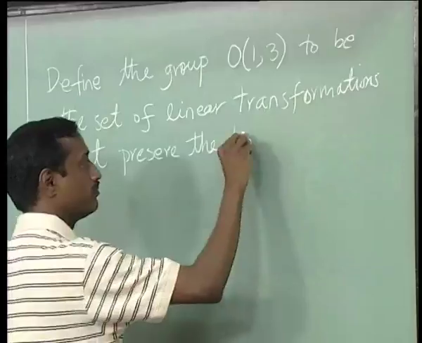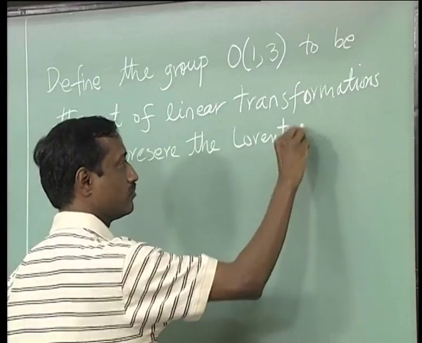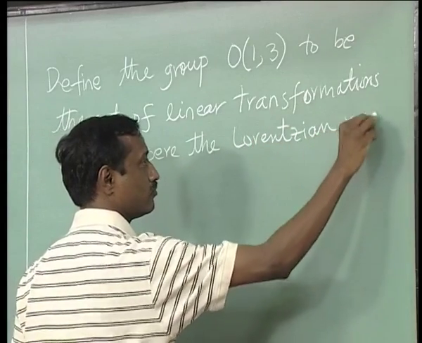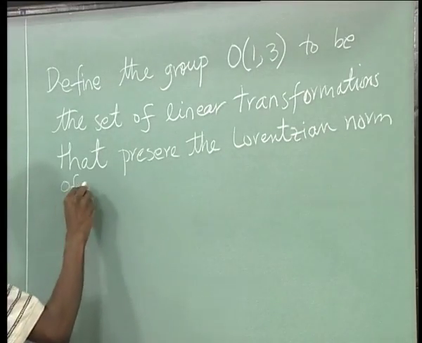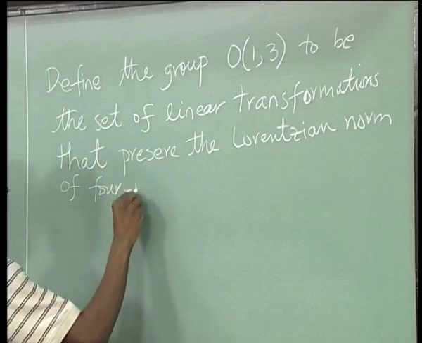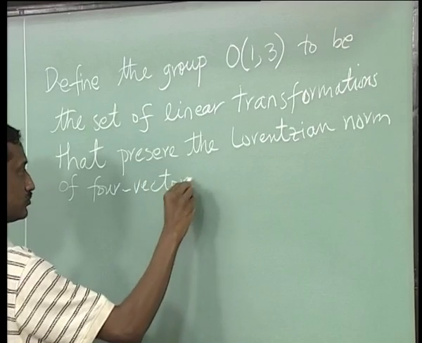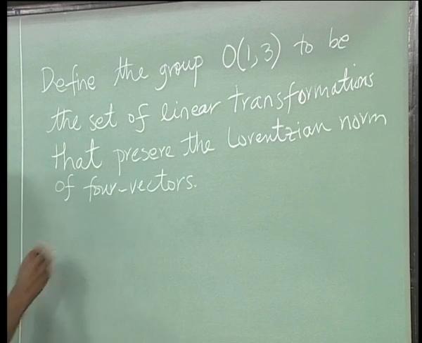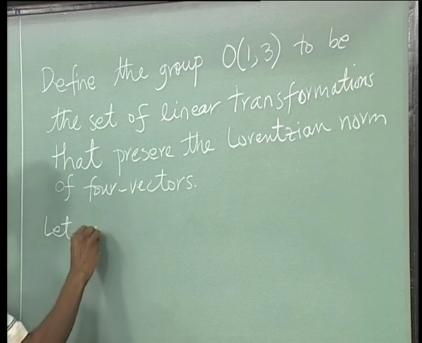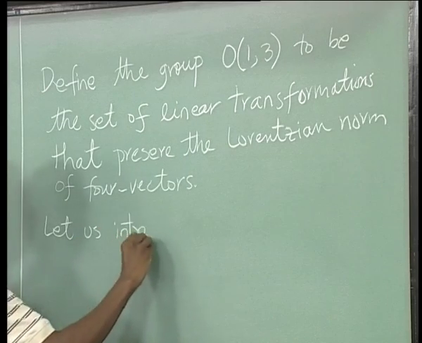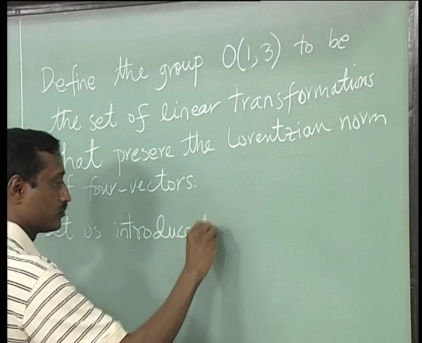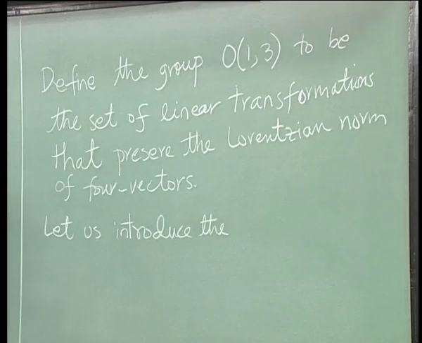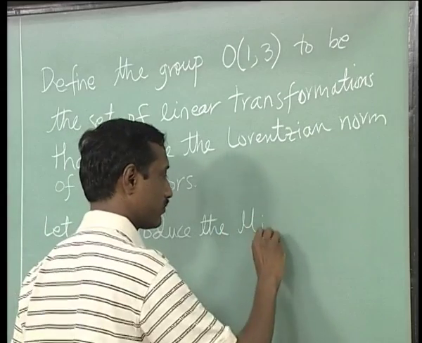the Lorentzian norm of 4 vectors. Okay, and let us introduce the Minkowski metric. So in principle I could have called this the Minkowski norm also, the Minkowski metric.